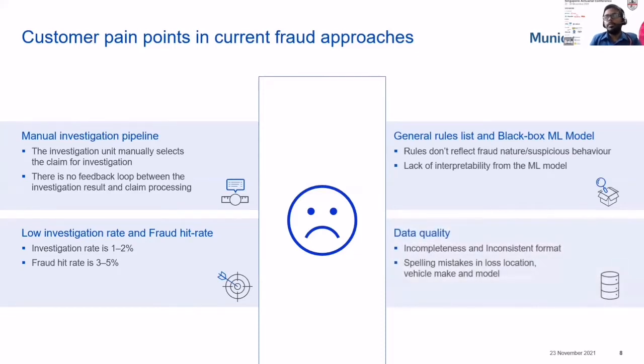And the final problem we typically encounter is with respect to the data quality. We have the evergreen issue with data completeness and inconsistent formats, and you can see spelling mistakes across variables like the loss locations, like vehicle make and manufacturer. So this could be one of the key pain points. So we try to generally address all these pain points in our use case.